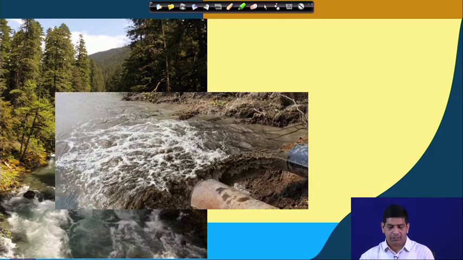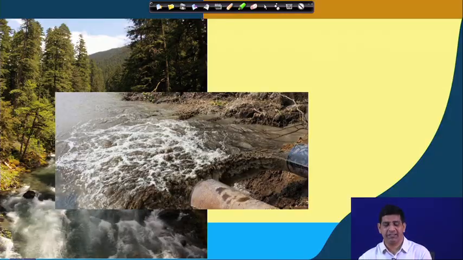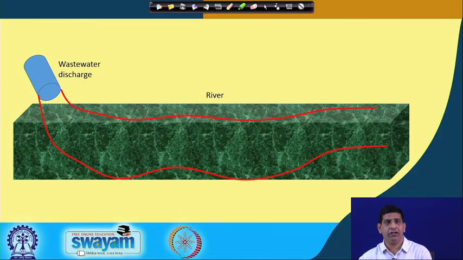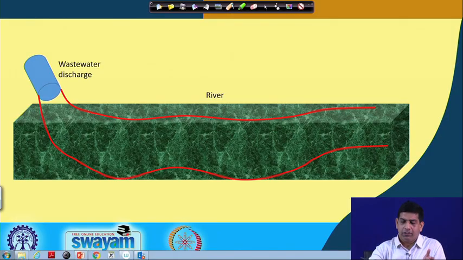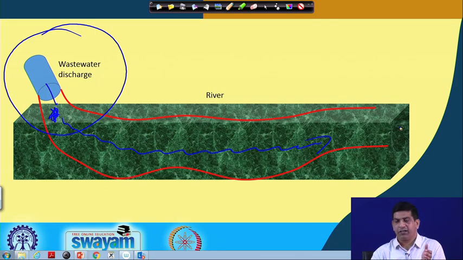Sometimes you will have industrial discharge coming in. Most of it should be treated, but as I said, sometimes it does get discharged untreated. Once you have untreated wastewater discharge, it impacts a huge stretch of river. It is not just a temporary impact. Once the wastewater discharge comes in from a pipe here, as the water flows in this direction you will see the impact all the way up to a certain point, and we can measure the BOD as a function of time using the Streeter-Phelps equation.